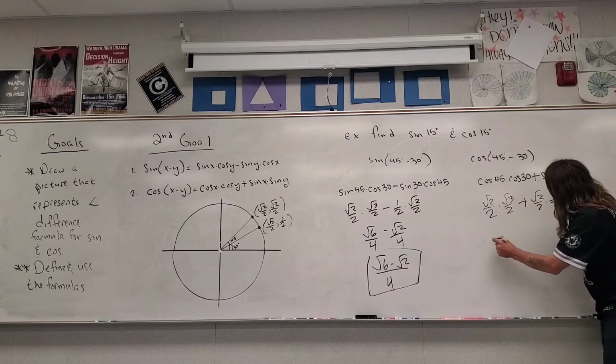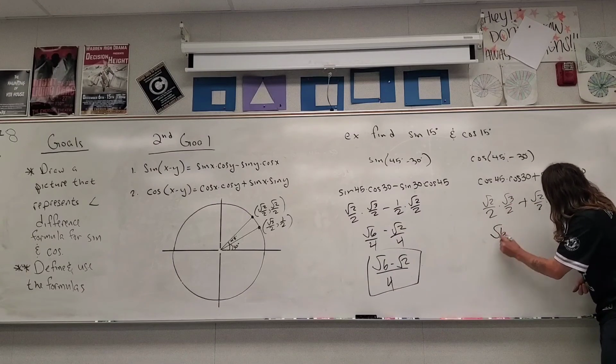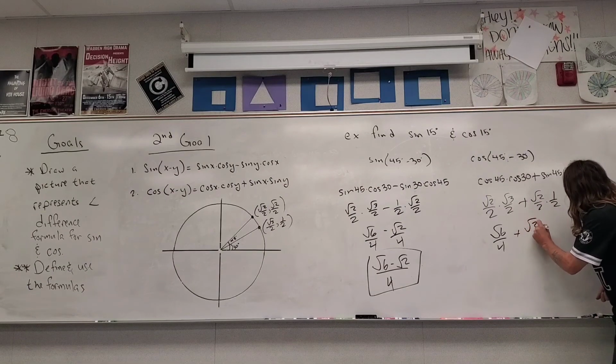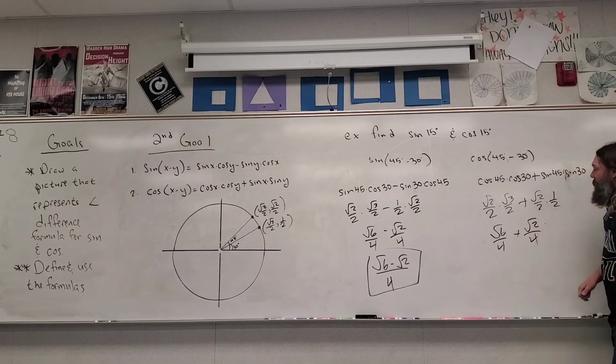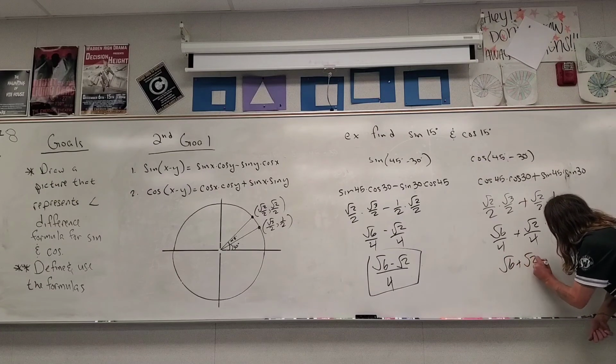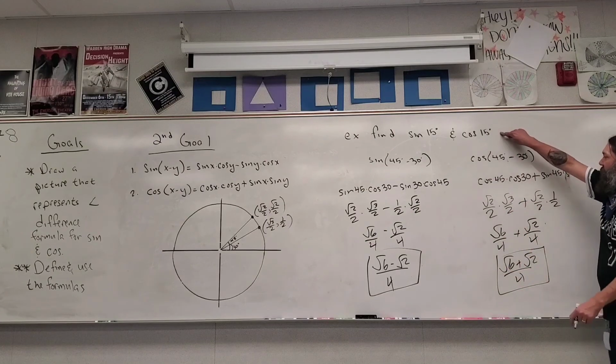Square root of 2 times square root of 3 is square root of 6. 2 times 2 is 4. Square root of 2 times 1 is square root of 2. And 2 times 2 again is 4. So now I'm left with square root of 6 plus square root of 2 all over 4. This is the x-coordinate at 15 degrees.